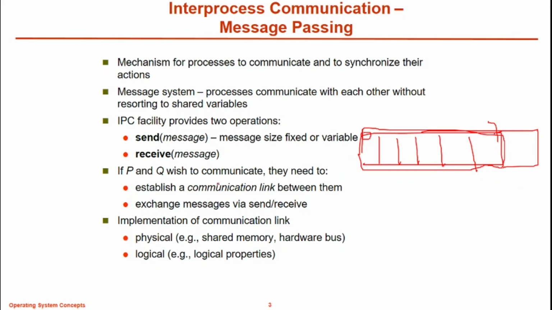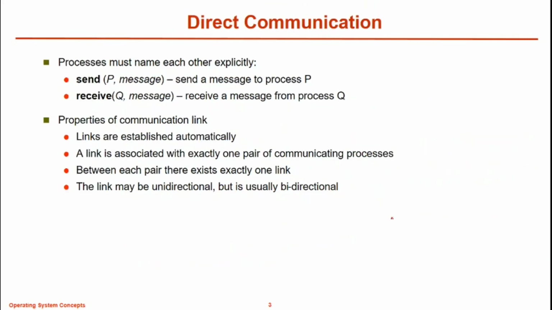If P and Q wish to communicate, they need to establish a communication link. Obviously, if P1 and P2 both want to share data, then a communication link should be established between P1 and P2, exchanging messages via sending and receiving. A communication link can be implemented either physically or logically. Physically means they can use hardware like buses or shared memory. Logically means some logical properties have to be used.